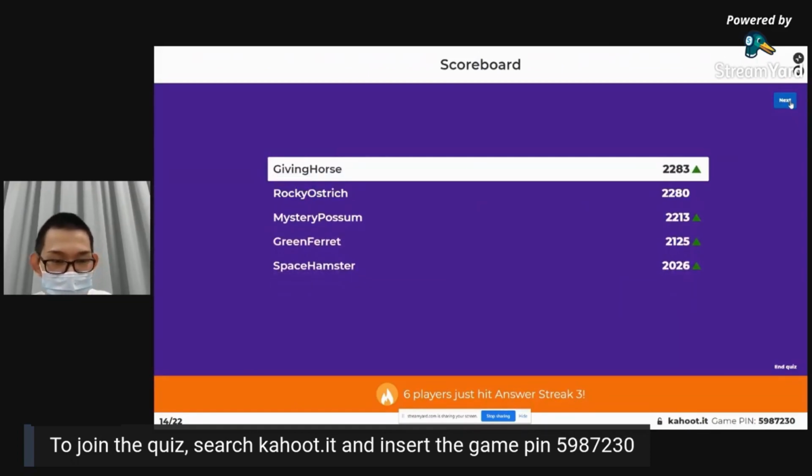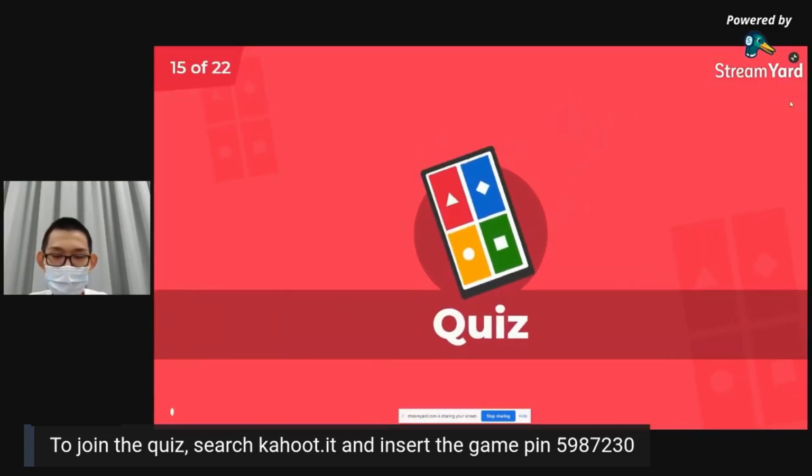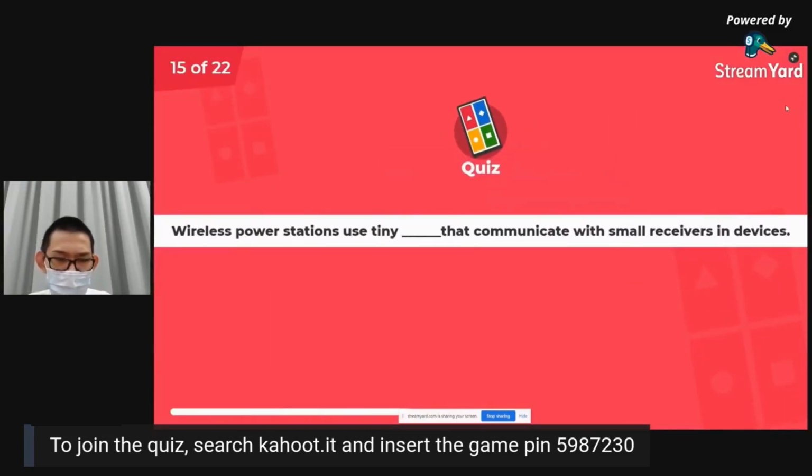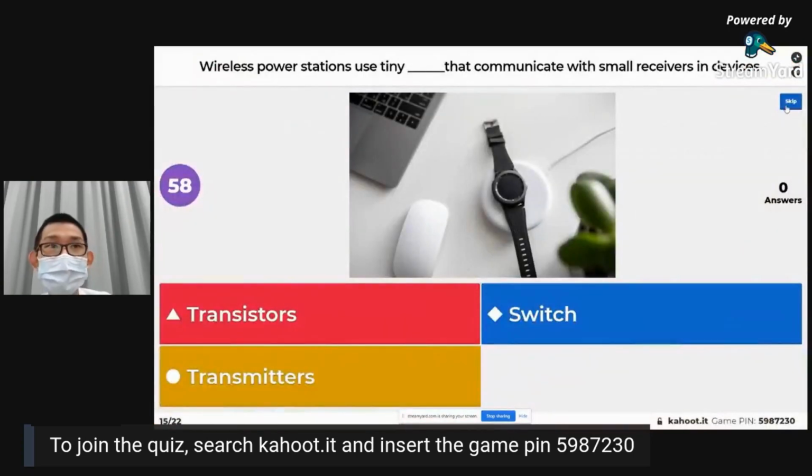So we got some moving of the scoreboard. Giving Horse is the number one spot, followed by Rocky Ostrich and then Mystery Possum. All right, keep bringing in the answers, and we're going to be moving on to the next question. Wireless power stations use tiny blank that communicate with small receivers in devices. Is it A, transistors, B, transmitters, or C, switch?